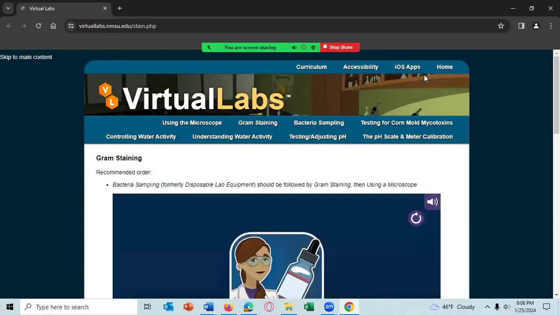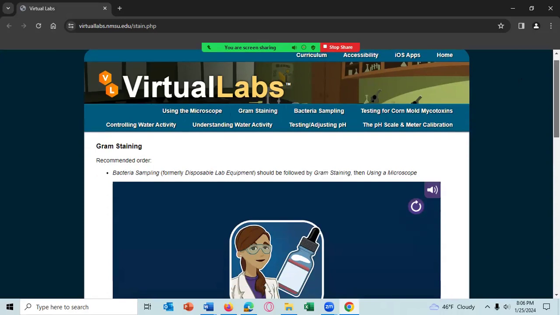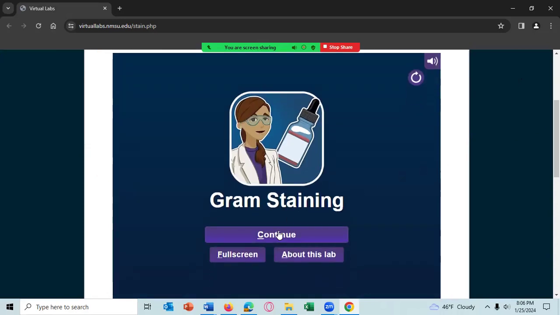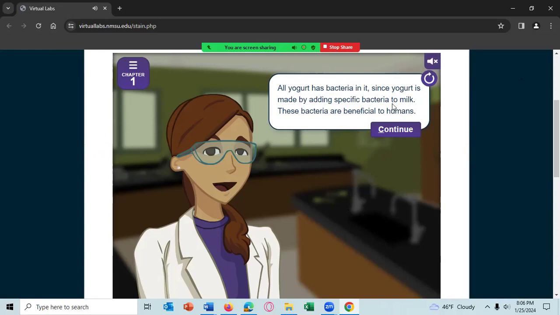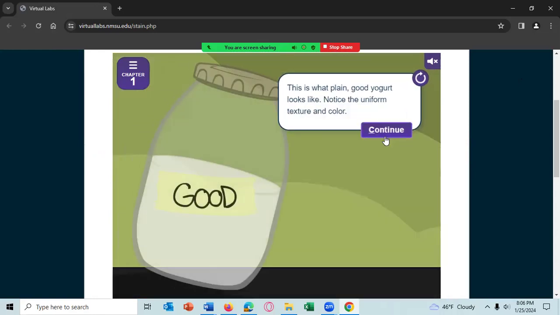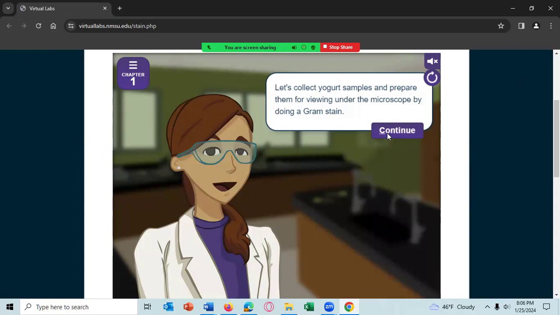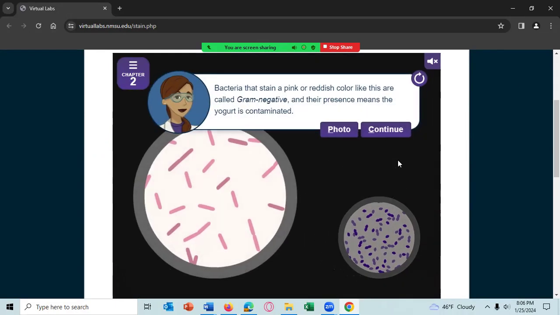Let me open the virtual lab and then we'll get going. So you click the continue button to begin this program on the computer to perform the gram stain. Welcome. All yogurt has bacteria in it. I'm just going to quickly go through this stuff. You can read it if you want. I'm going to move to the gram stain and only talk about the gram stain. I'm not going to talk about making the bacterial smear and other things.